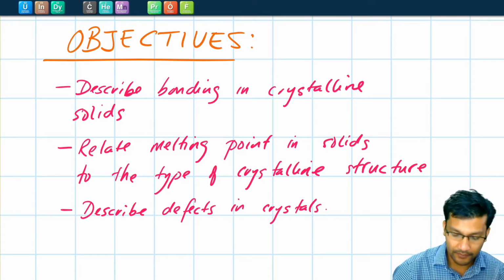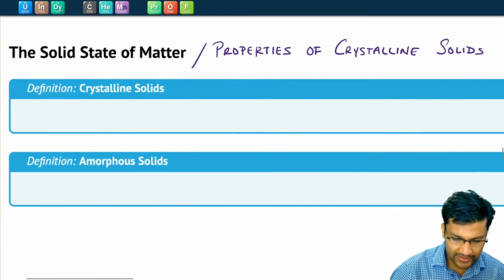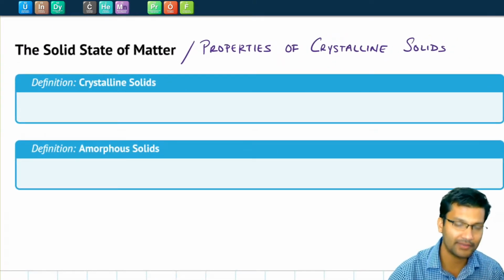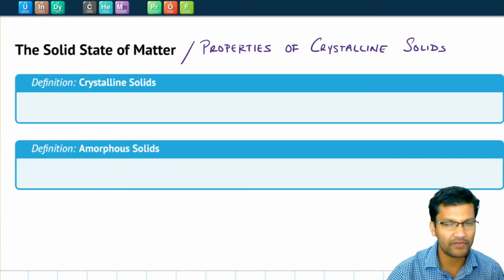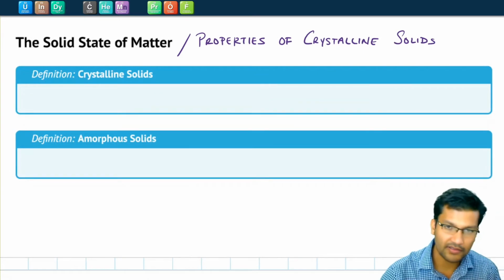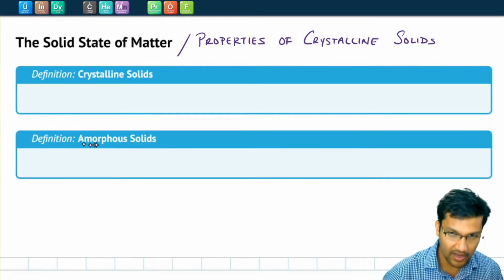Let's get started. So far in this course, we spent a lot of time talking about gases. We've talked a little bit about liquids, and now we're going to move on to the solid state of matter and just talk briefly about how they come together. And when we talk about solids, there are generally two types that we can speak of: crystalline or amorphous.